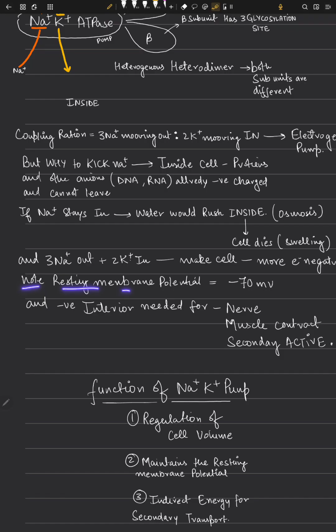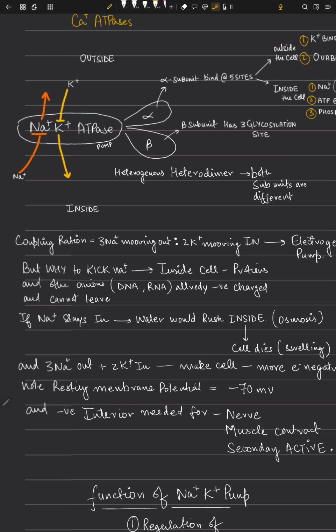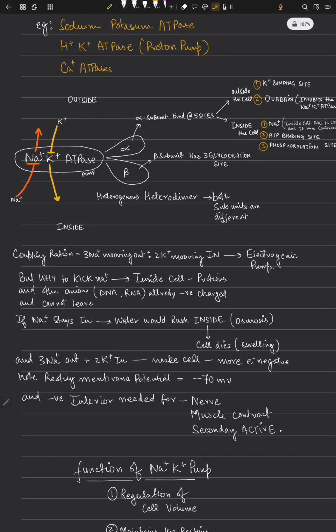Note, resting membrane potential is -70 and a negative interior is needed, so you get the idea, right? We have to do this. Just imagine if we had 2 inside and 2 outside, the net result would be 0. And we want the cell to be a little bit negative. We want this resting membrane potential to be negative. We don't want it positive, because at positive, DNA and RNA will not sustain. So that's the idea why sodium is kicked out and potassium is brought in.